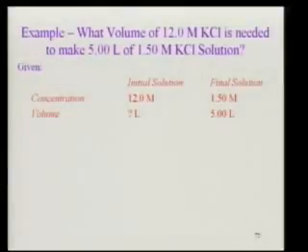In order to do that, I've got to know what concentration I want and how much of it I want to make, because that depends on how much I want to dilute. I want 5 liters of it. So when I'm done, I want 5 liters of a 1.5 molar potassium chloride solution, and the only thing I have to work with is 12 molar potassium chloride. I've got to dilute that.